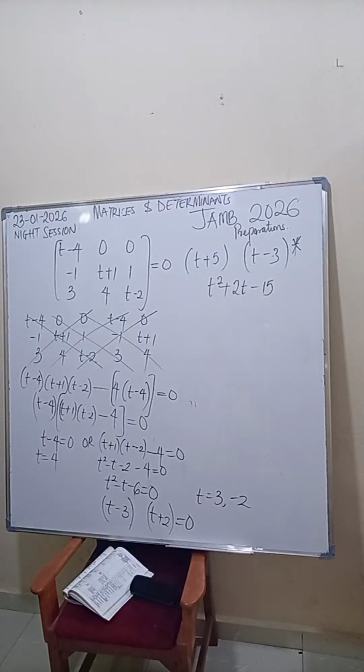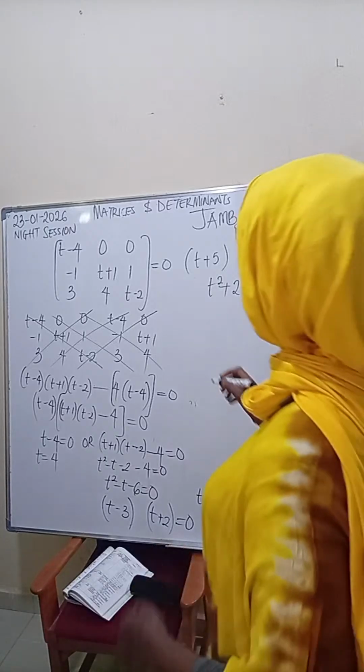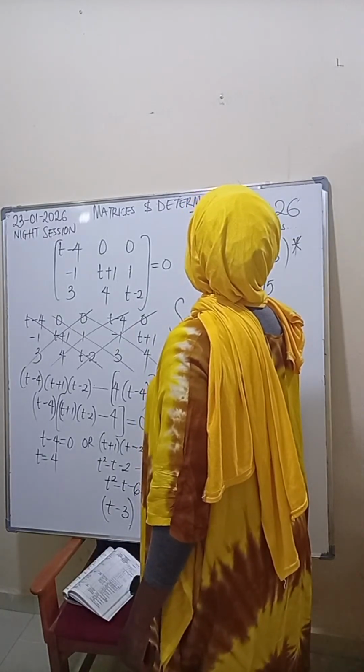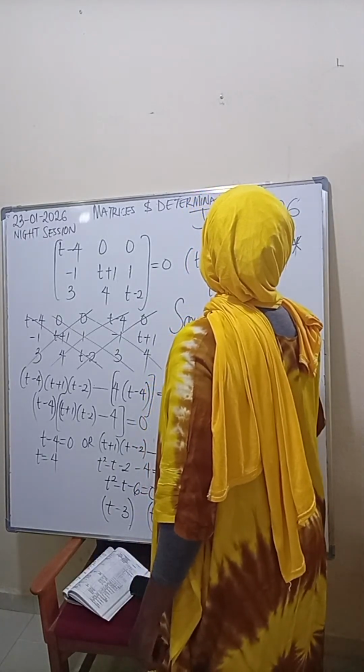What is the name of this method? Sarrus' method. Okay. Everybody's saying that it is meant for 3 by 3.